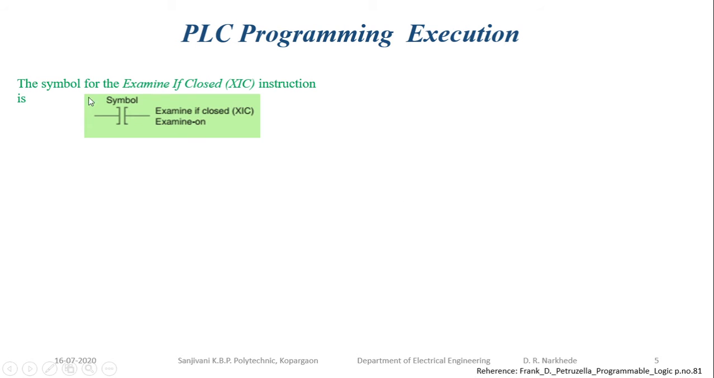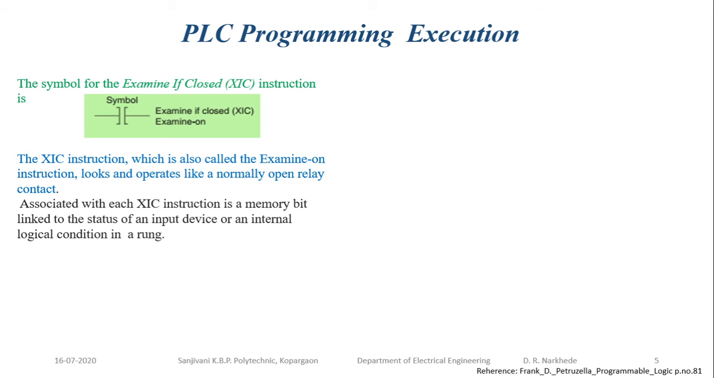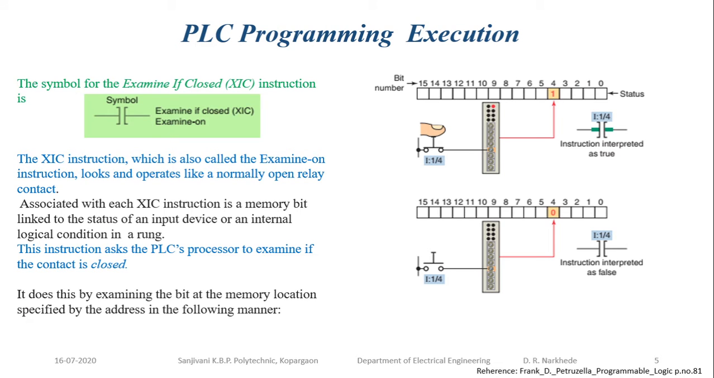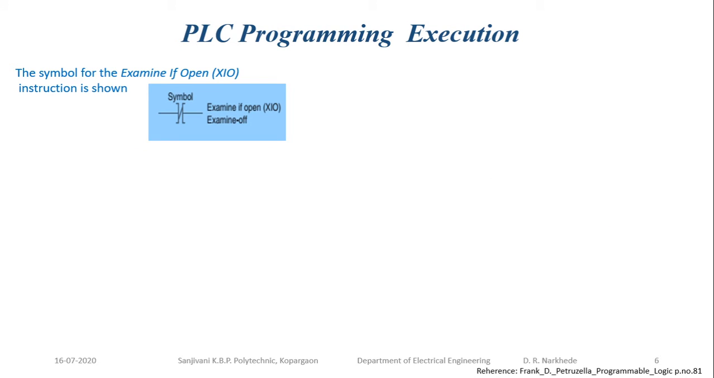Okay, now in the previous lecture we discussed the examine if close instruction. In the examine if close instruction, this instruction checks when it is going to be closed. When the button is pressed, at that time its value is going to be updated. It is continuously checking the state. So this instruction is true when the button is pressed. If the button is not pressed, the instruction becomes false. Now today we are going to discuss the examine if open instruction.